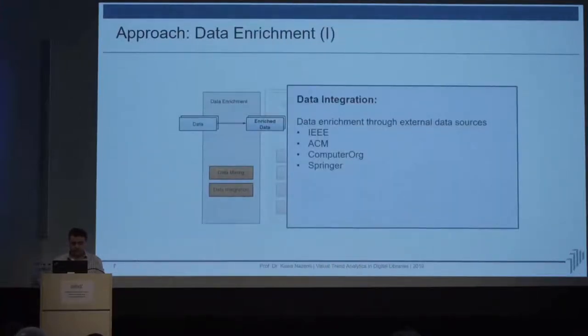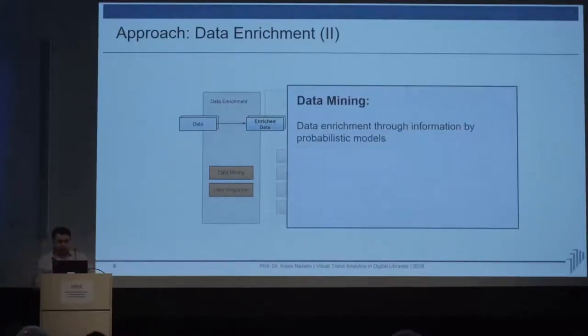So, I'm showing briefly the steps of data integration and so on. We have the DBLP data, but no further information. We gather, through web mining methods, data enrichment, full texts and abstracts through IEEE, ACM, Computer.org, and Springer, and try to fill out or enrich the information with those databases. In this case, data enrichment or extraction of information is performed by probabilistic models, two models that are combined with each other.